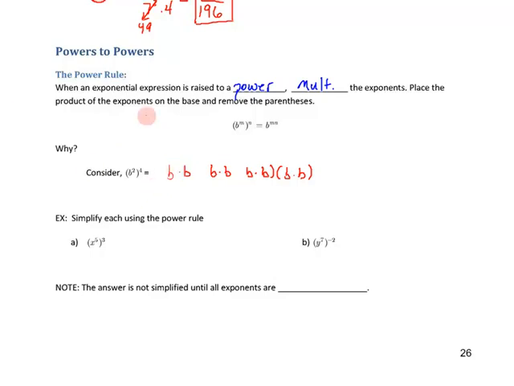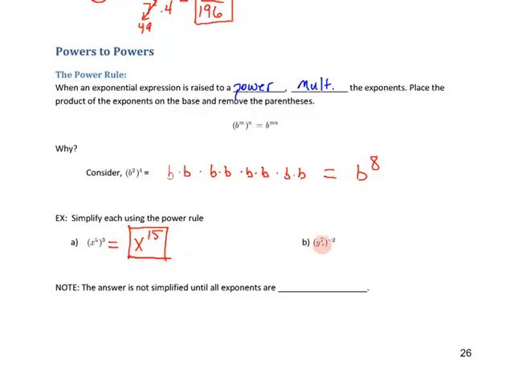Put that b back. All right, so now we've just got them all multiplied together. How many b's do we have? We have 8 of them, right? 2 times 4 is 8. So let's use that rule to simplify this. X to the 5th cubed would be x to the 15th, and that's it.